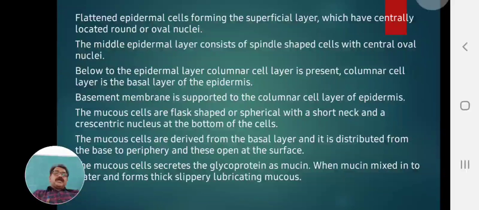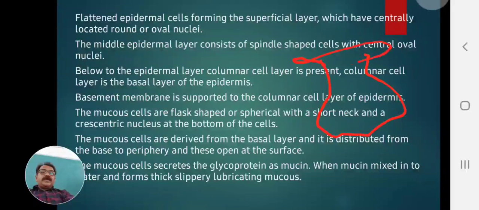The mucous cells are flask shaped or spherical. Remember, mucous cells are which shaped? These mucous cells are flask shaped in this fashion, with a flask-like appearance. That is, the mouth is wide, the neck is narrow, and again the bottom is wide.